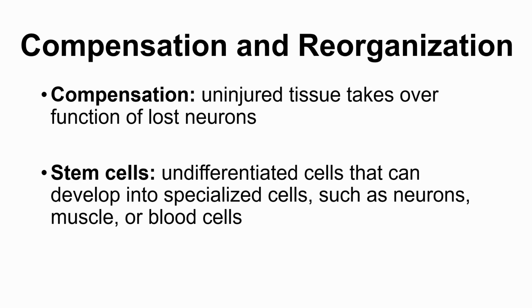Now, we do typically see that people will have some kind of recovery, but it's not necessarily going to be a 100% recovery. When it comes to recovery of the spinal cord, especially, you might start thinking about stem cells. These are undifferentiated cells, cells that don't have a role yet, that can develop into specialized cells. So they could turn into neurons or muscle or blood cells or whatever.